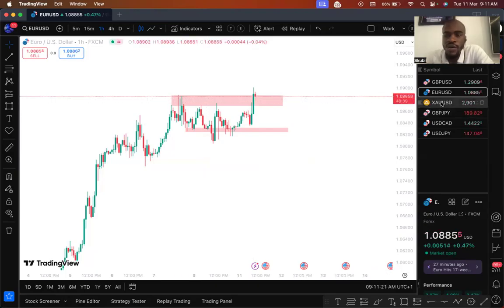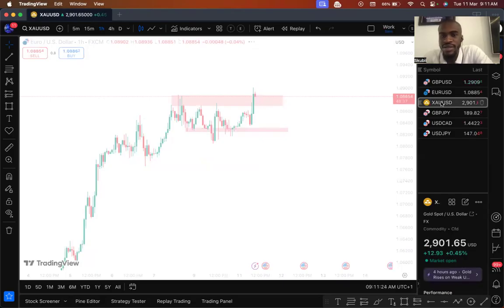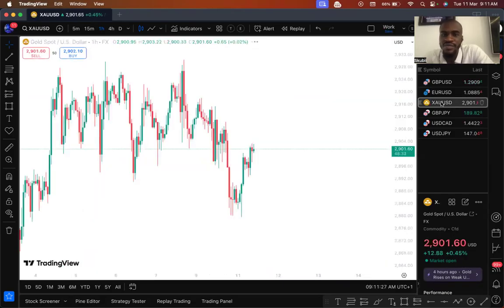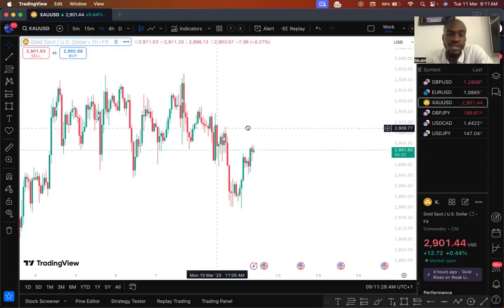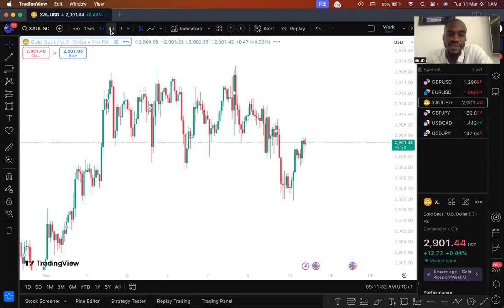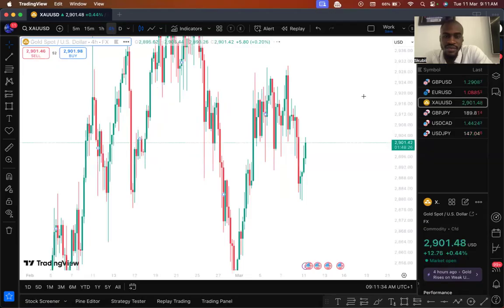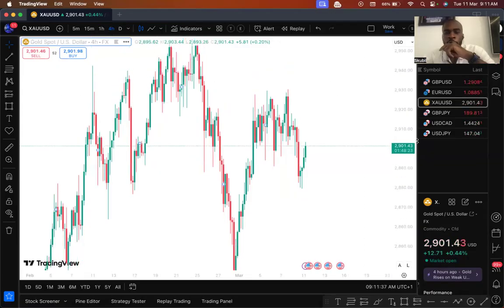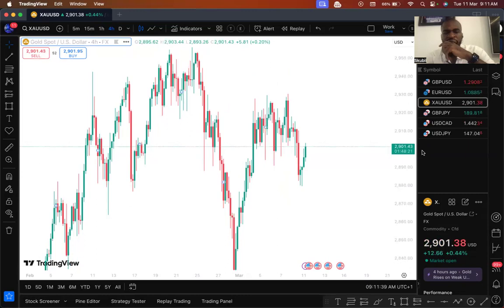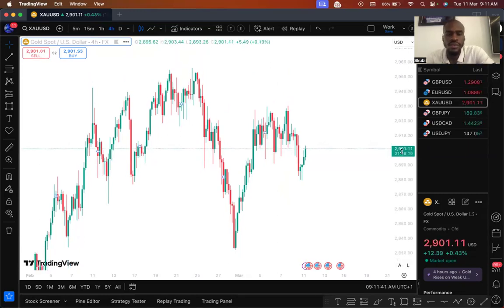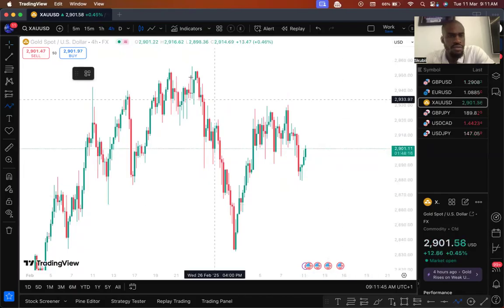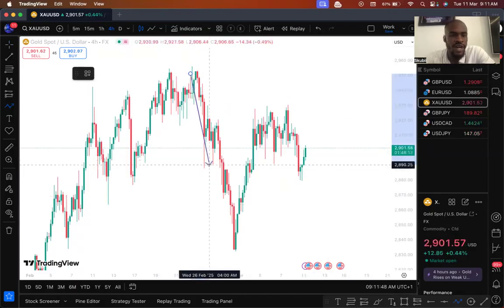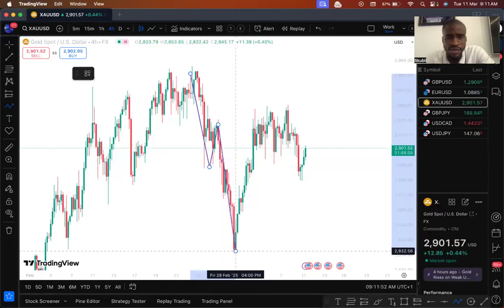The next thing we're going to look at is you people's favorite, gold. Oh, this is actually interesting. Okay. So this is nice. So price created this lower high, sort of like another lower low, lower high.